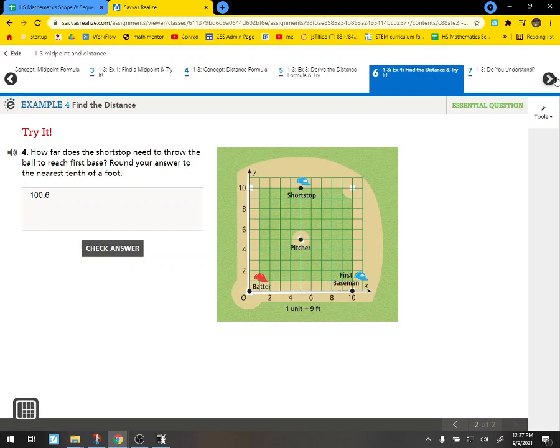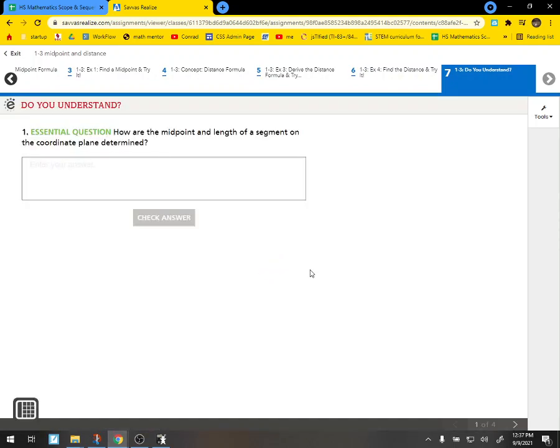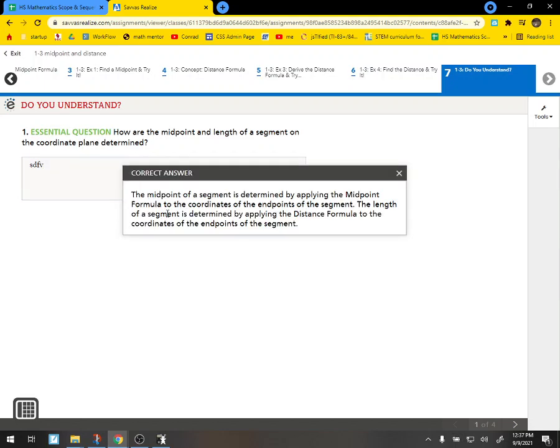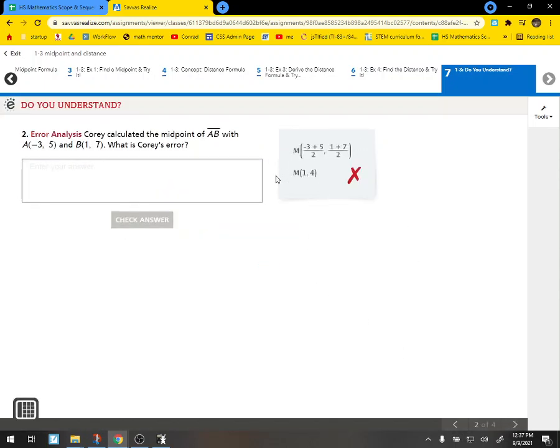All right. So that's basically it. We've got the midpoint, we've got the distance. So there's their little summary. Oh, let's check this out.